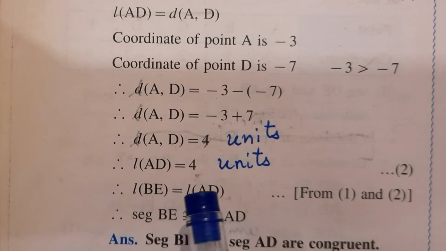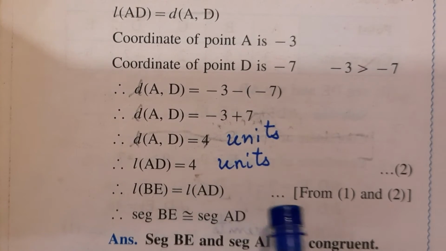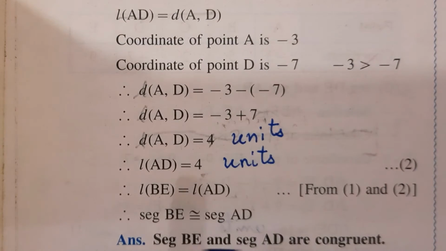Length BE will be equal to length AD because both are 4 units, from equation 1 and 2. Therefore we can say segment BE is congruent to segment AD. Hence the final answer, segment BE and segment AD are congruent. You can put this in a block to give a good presentation.